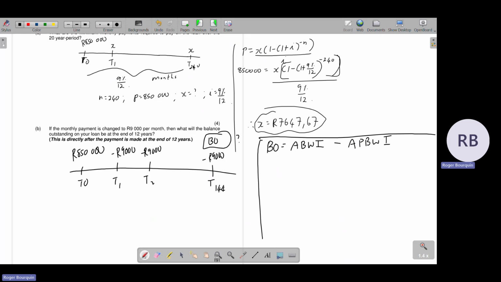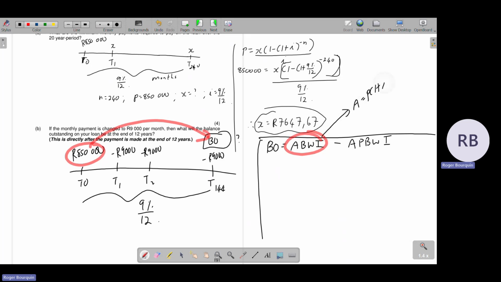Right. So, balance outstanding, what does that mean, guys? You take the amount that you borrowed, with interest. What did you borrow? You borrowed 850,000 Rand. You pretend you didn't pay anything back and you take it to that point. So if you invested 850,000 Rand for 144 months at an interest rate of 9% over 12, how would you work out how much money you had if you made a one-off investment? Which formula would you use? Just the basic compound interest formula. So this is always going to be A is equal to P times 1 plus I to the N.